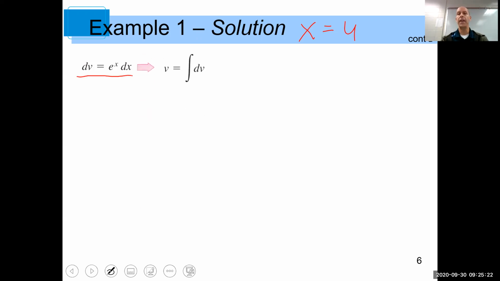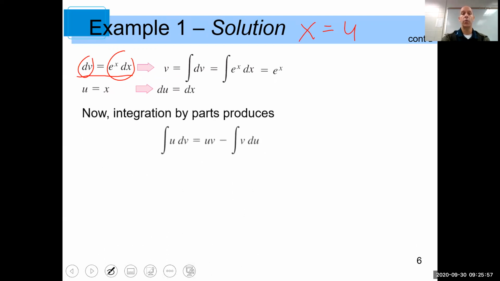Now what does v have to be? Well, v is going to be the integral of dv. In other words, it's the integral of e to the x dx. So if this is dv, v is going to be the integral of that. And what is the integral of e to the x? It's just e to the x. So that's nice. We already know that u is x. So what's du? In other words, what's the derivative of u? If we do the derivative of both sides, we get du, and the derivative of x is dx.